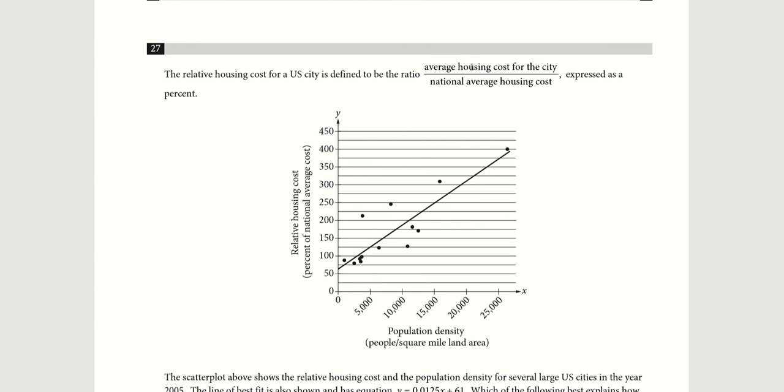So what do we have here? Percent of national average cost. We can see, for example, that this city right here is a little bit over 200% of the national average. What does that mean? That means it's a little bit over double the national average housing cost.